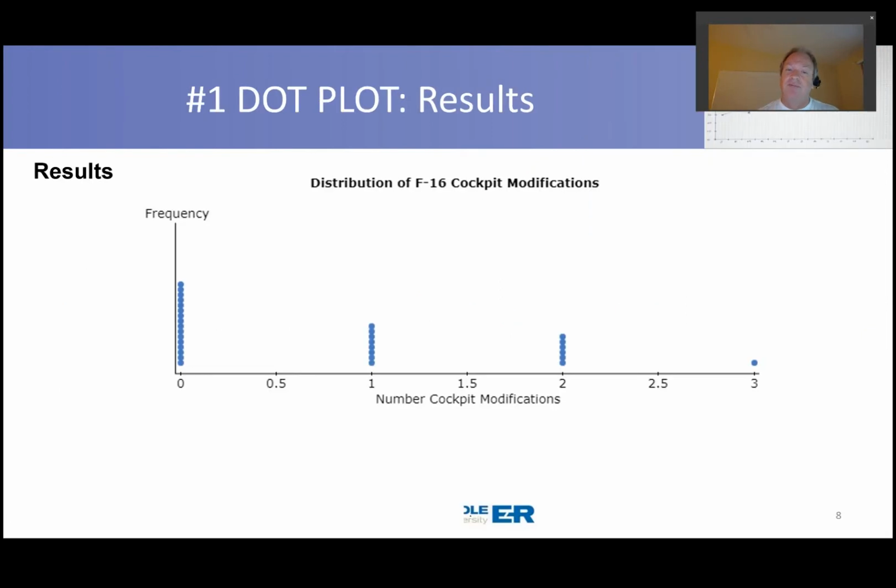We should get something that looks like this. Notice that it's a little difficult to read this, because there's no scale on the frequency axis. But we can see how many years we had just one cockpit modification. We'd count the number of dots: 1, 2, 3, 4, 5, 6, 7, 8 years we had one modification.